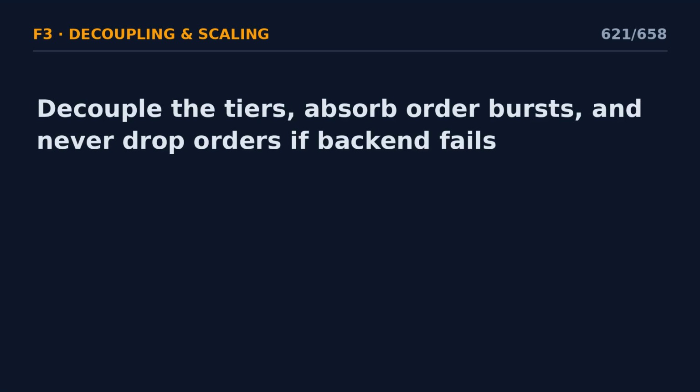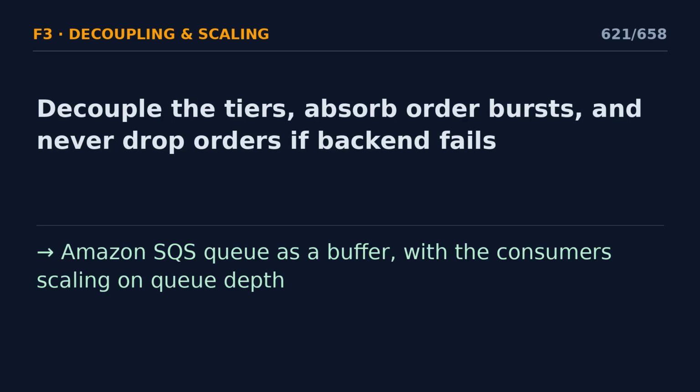Decouple the tiers, absorb order bursts, and never drop orders if backend fails. Answer. Amazon SQS queue as a buffer, with the consumer scaling on queue depth.